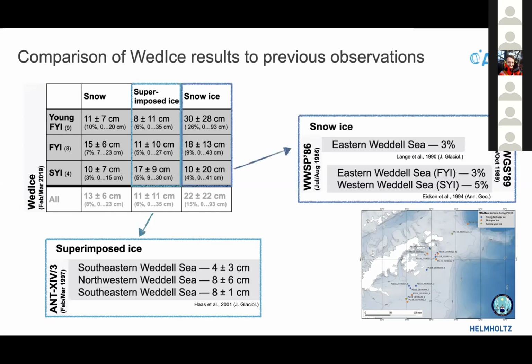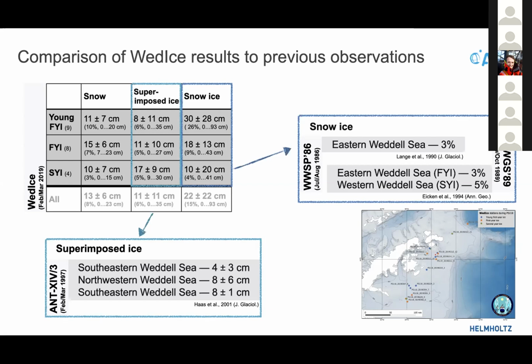And comparing the snow ice fraction to earlier observations, again it's only useful to compare it to the Western Weddell, to the second year ice. And here it seems that it's in a similar range of about 4 to 5% of the single ice core.